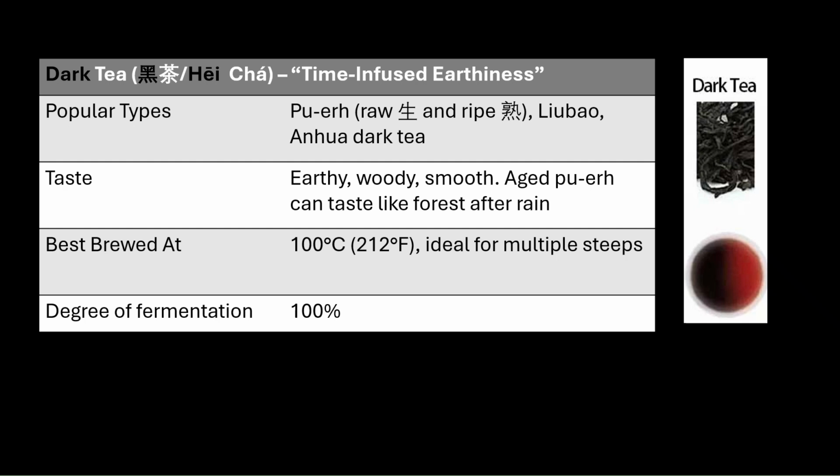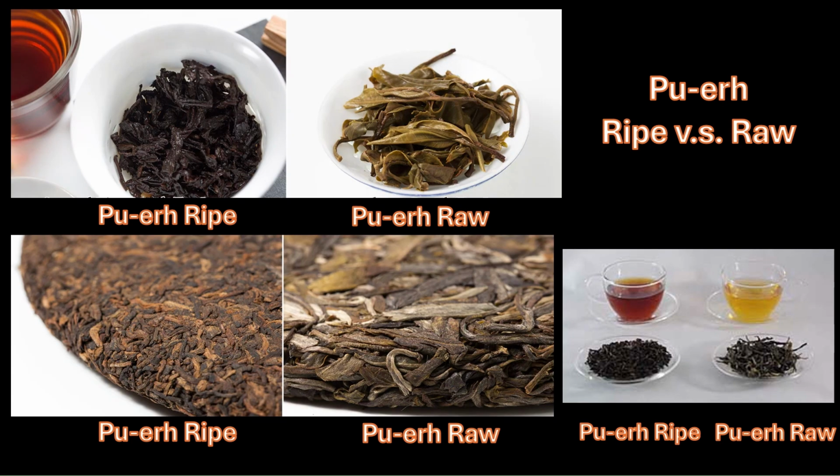Degree of fermentation, 100%. The main differences between raw and ripe Pu-erh tea lie in their processing methods. Ripe Pu-erh, known as Shu Pu-erh in Chinese, undergoes a faster, accelerated fermentation process called wet piling to achieve a similar, more immediate, earthy, and mellow flavor, while raw Pu-erh, known as Sheng Pu-erh in Chinese, is aged naturally over time, allowing for a gradual fermentation and flavor development.